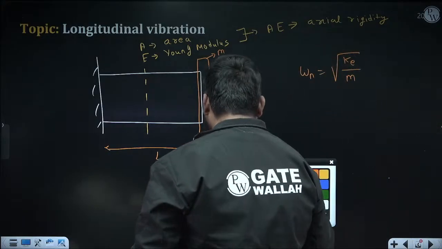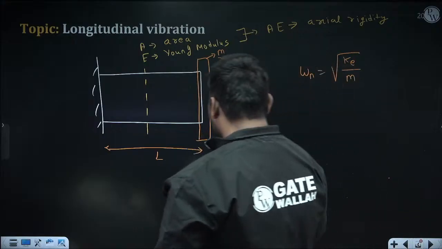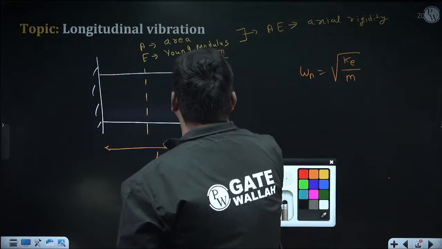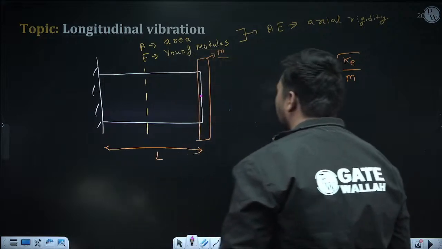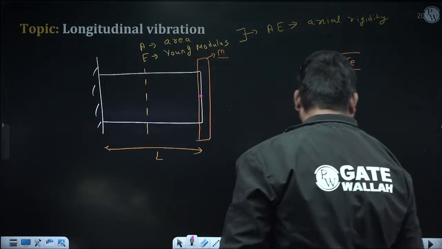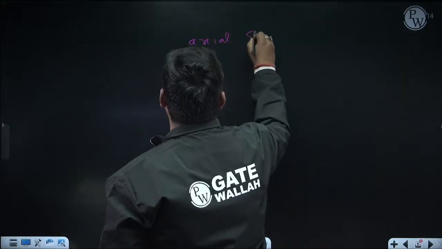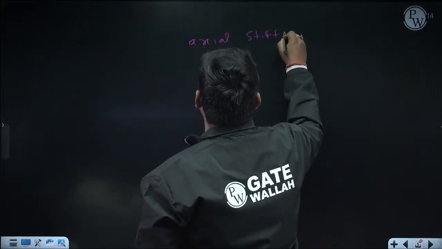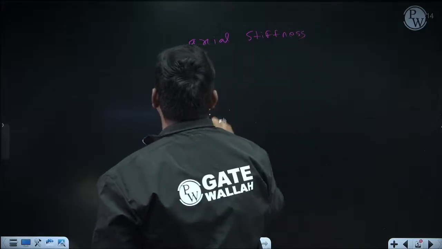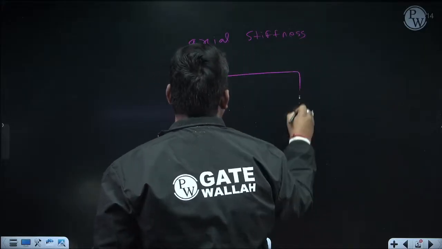At the location where the point mass is attached, we calculate the axial stiffness. Suppose I am drawing this diagram separately. Here I am drawing this diagram only to calculate axial stiffness. In the exam you need not draw a separate diagram. Just for explanation I am drawing a separate diagram.